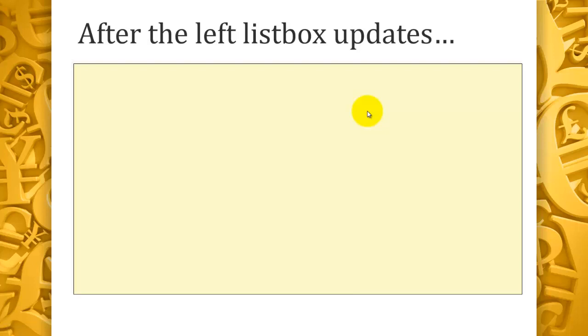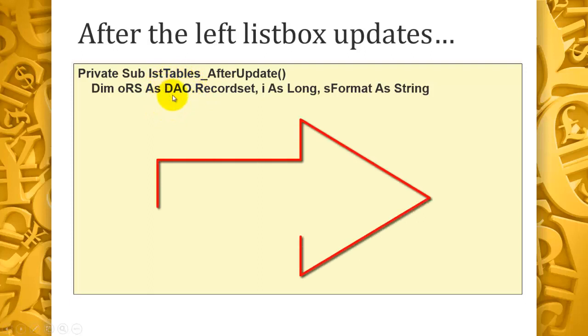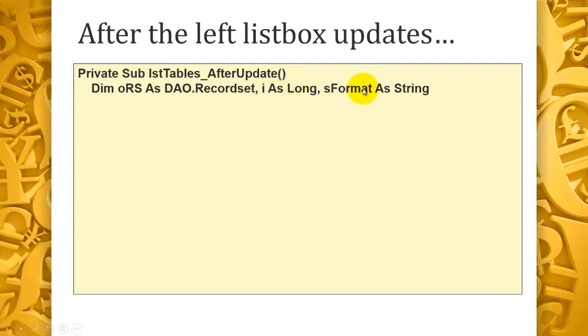It's going to export those records to Excel. So we start a list box after update event. This time, make sure that you have a record set variable. ORS is my naming convention for a record set, of the DAO type. DAO stands for Data Access Objects, covering all Access database record set types. DAO.Recordset. I use a counter of the long type and a string as format.